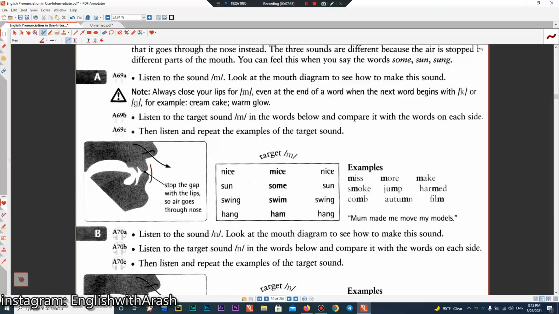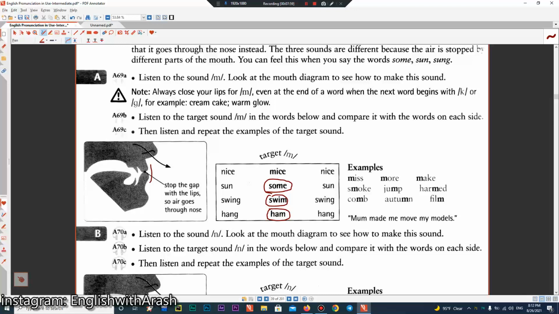Nice, mice, nice. Sun, sun, sun. Swing, swim, swing. Hang, ham, hang.